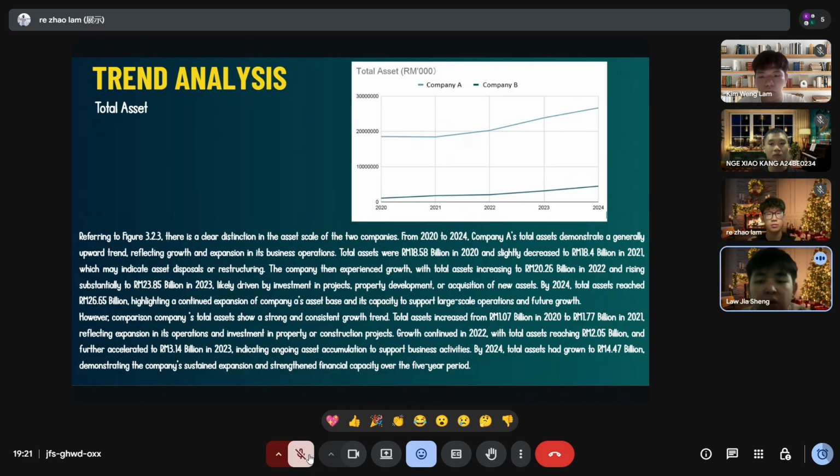This expansion in assets supports the narrative of major investment, acquisition, or capital-intensive project development during this phase, while the comparison company shows remarkable and consistent asset growth, more than quadrupling from 1.07 billion to 4.47 billion. This indicates aggressive reinvestment into the business, likely in property, stocks, construction equipment, or strategic investment to fuel its ongoing expansion and strengthen its financial capacity.